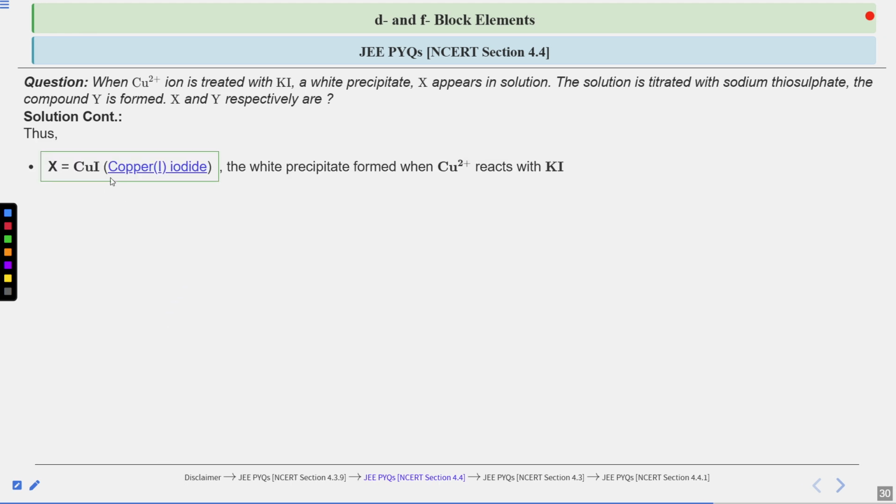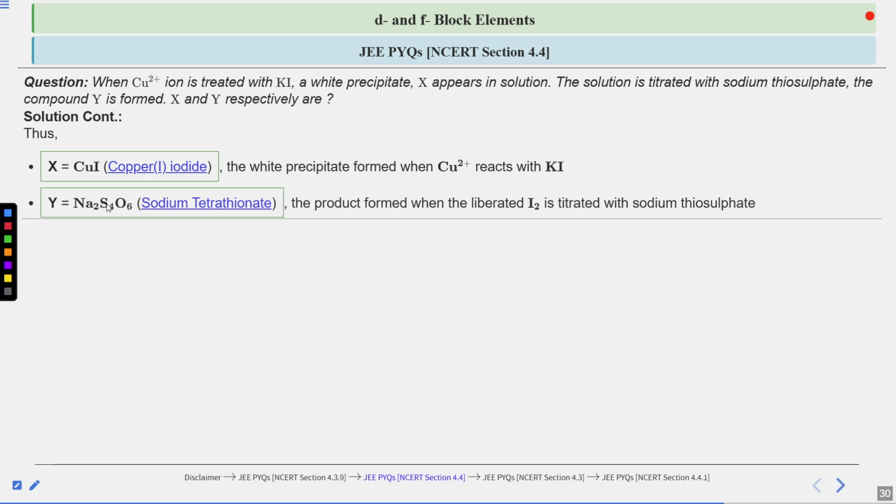Thus, we can say that our X, the first compound we get in the first step, is copper iodide, with copper in the +1 oxidation state, which is a white precipitate formed when the copper 2+ ion reacts with potassium iodide. And Y is sodium tetrathionate, Na2S4O6, the product we get when the liberated I2 from the first step is titrated with sodium thiosulfate in the second step. So X and Y formulas are these.